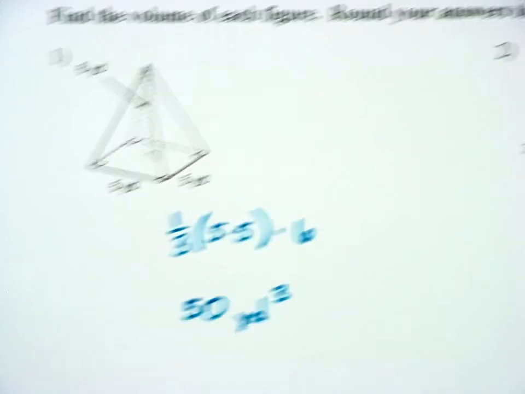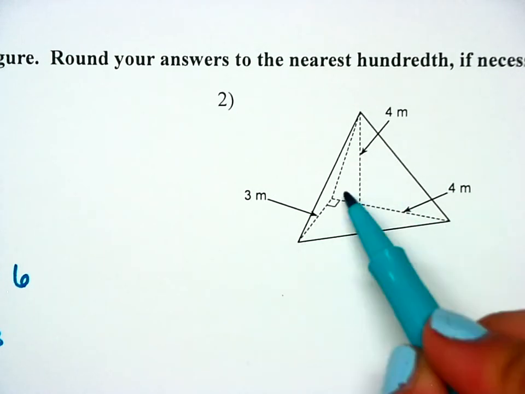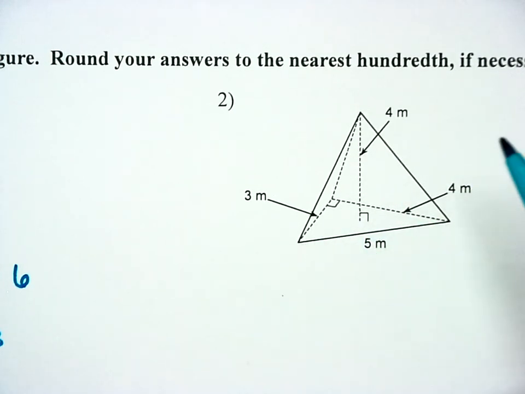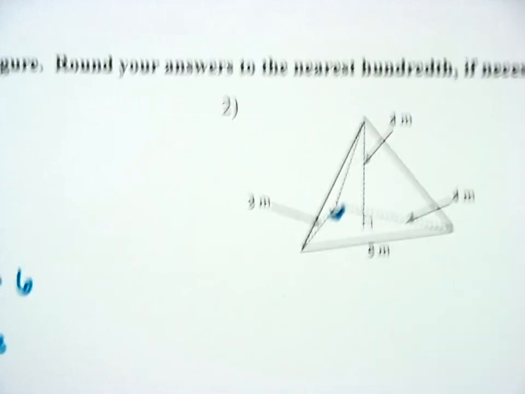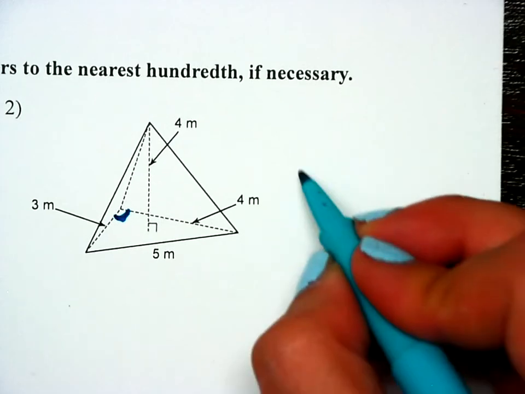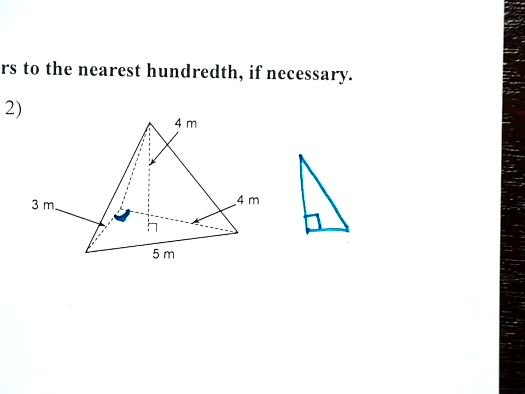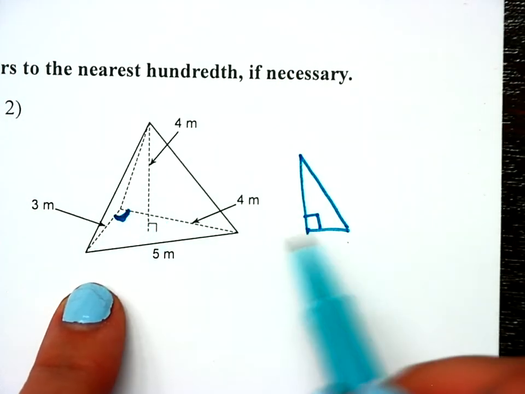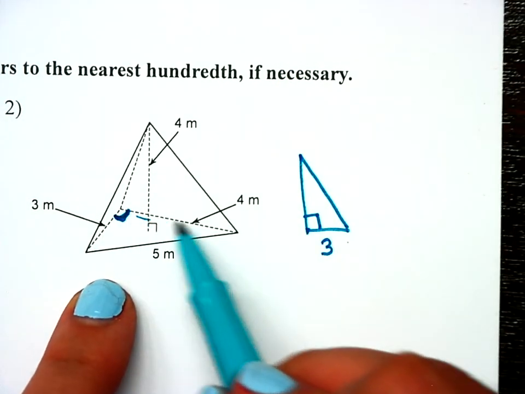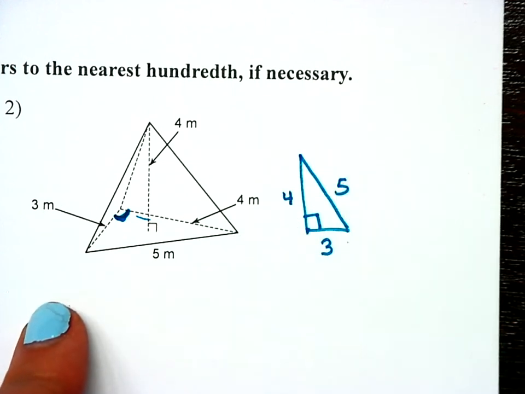Okay, the next volume, we have a triangle as the base. So see this triangle that it's sitting on right here? And this is a right triangle. We see the square right here. So I'm going to kind of bring that triangle over here just so we can see it a little better. So we've got a right triangle, and then based off my picture, this short side right here is 3. The longer side is a 4, and then the hypotenuse is a 5. This is our 3, 4, 5. This is a special right triangle.